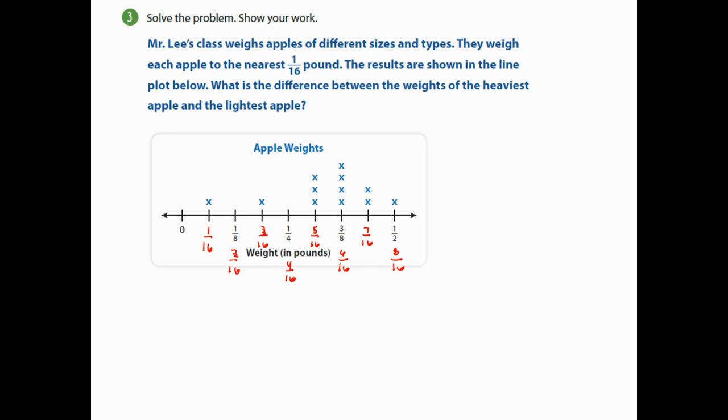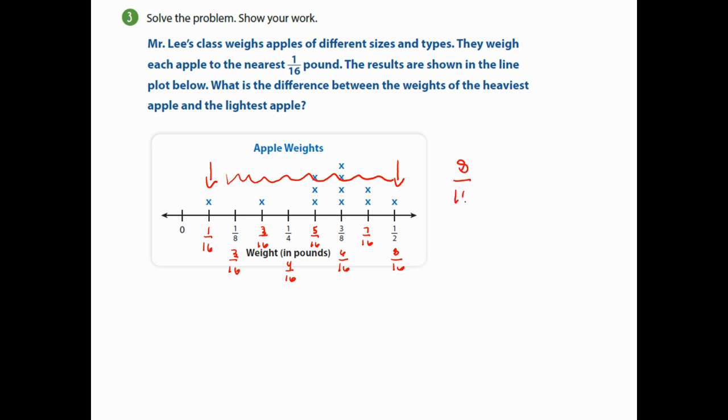So let's read this question one more time, and then we'll go ahead and answer it quickly. Mr. Lee's class weighs apples of different sizes and types. They weigh each apple to the nearest 1/16 pound. The results are shown in the line plot below. What is the difference between the weights of the heaviest apple and the lightest? So I am directly looking at the heaviest. I am looking at the lightest, and I need to figure out what is the difference. So I need to subtract the lightest from the heaviest and figure out what is all of this area in here. I'm trying to figure out what is my range, or what is the difference between those two.